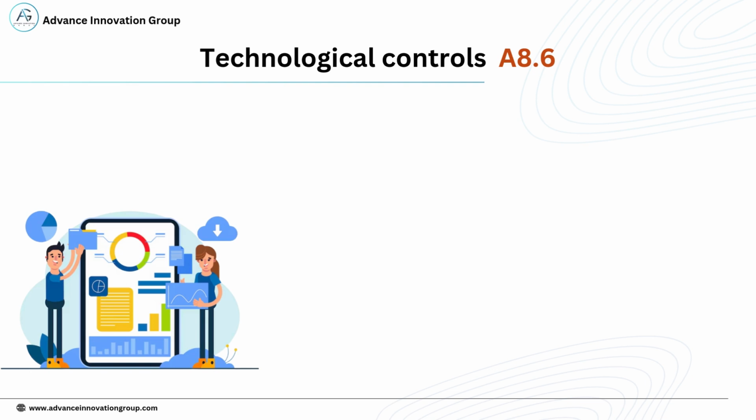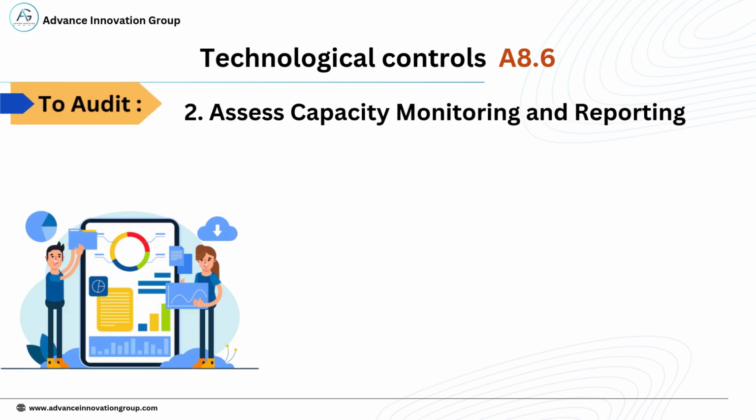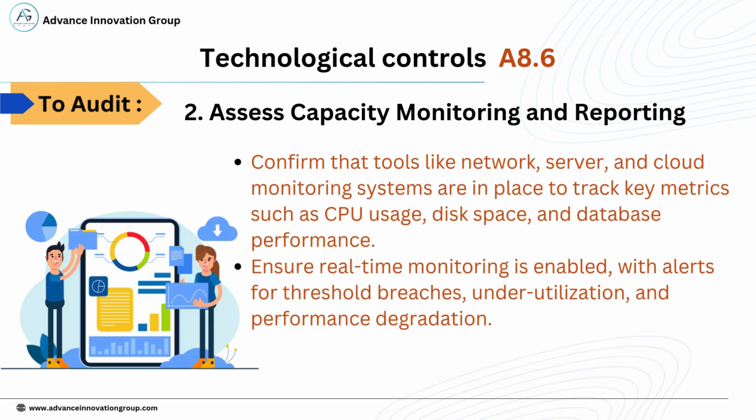Technological controls A 8.6. To audit 2. Assess capacity monitoring and reporting. Confirm that tools like network, server, and cloud monitoring systems are in place to track key metrics such as CPU usage, disk space, and database performance. Ensure real-time monitoring is enabled, with alerts for threshold breaches, underutilization, and performance degradation.